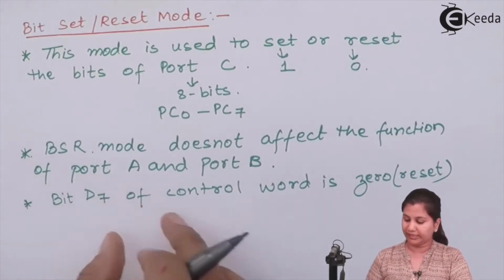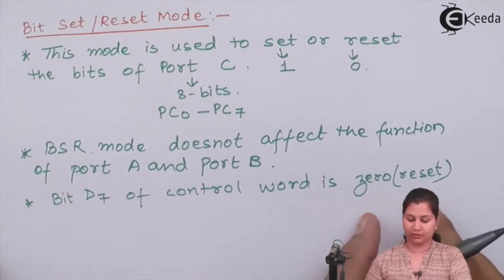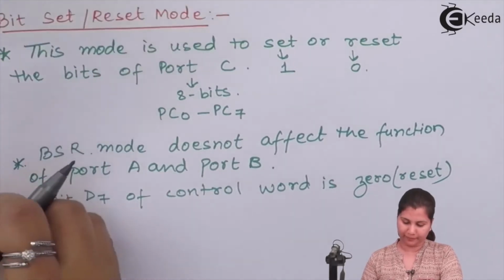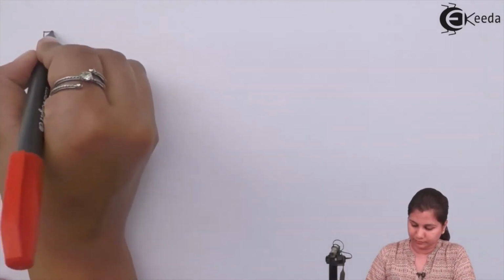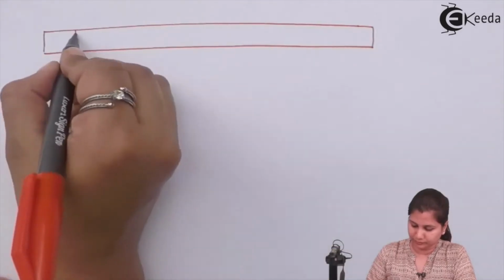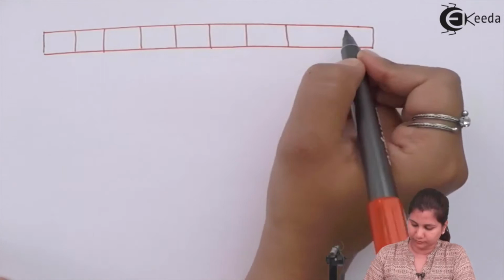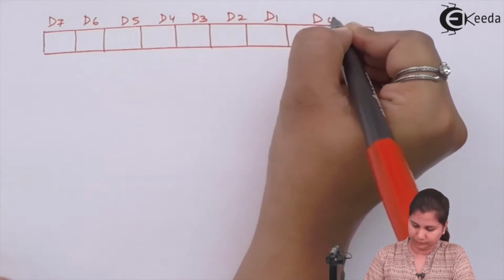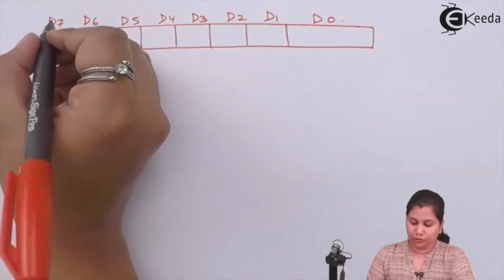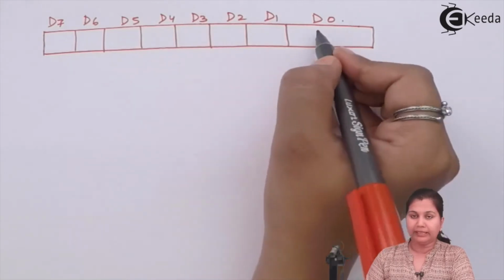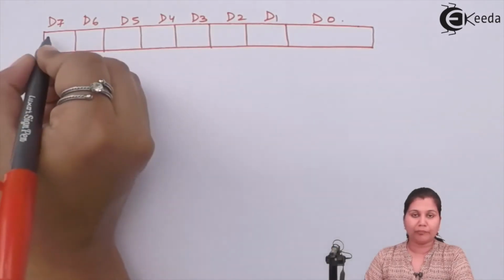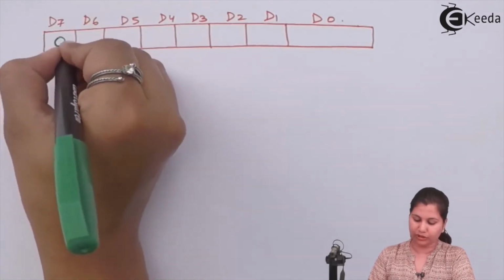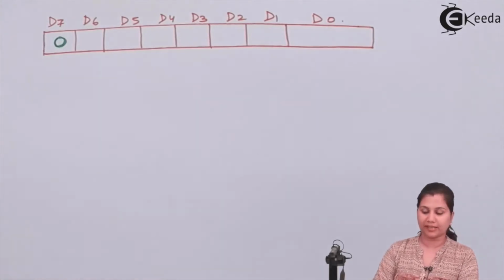Now let's see the control word for this BSR mode, what it will be. Only bit D7 is 0. Now let's see what the other bits describe. D7 was the most significant bit and D0 was the least significant bit. For BSR mode, the D7 bit is always going to be 0.